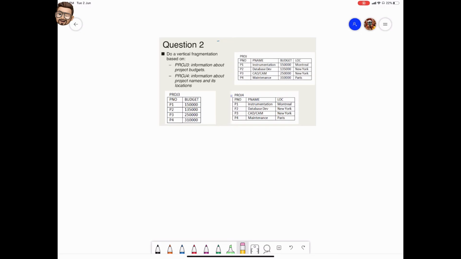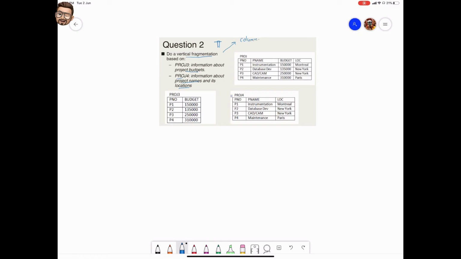Let's continue with the second question. For the second question, do a vertical fragmentation. Vertical fragmentation will use pi. Based on this, project 3 has information about project budgets. Project 4 has information about project names and its location. So when we talk about vertical fragmentation, you want to divide the columns.